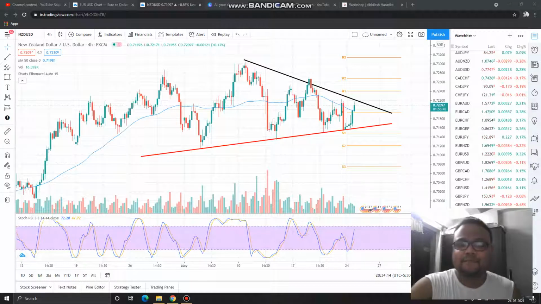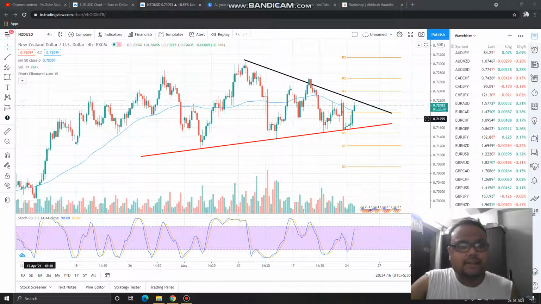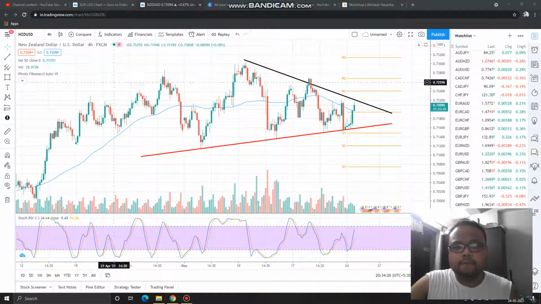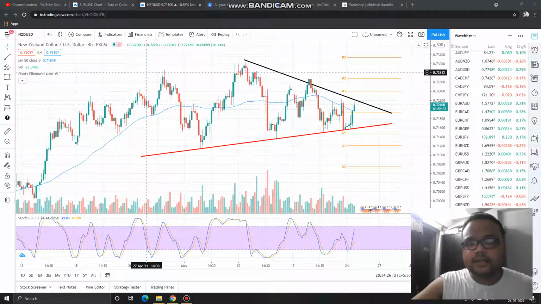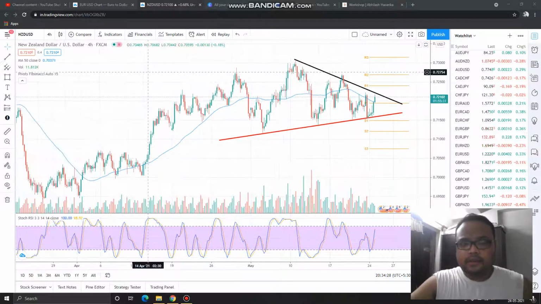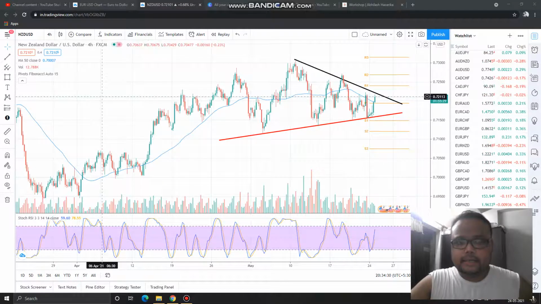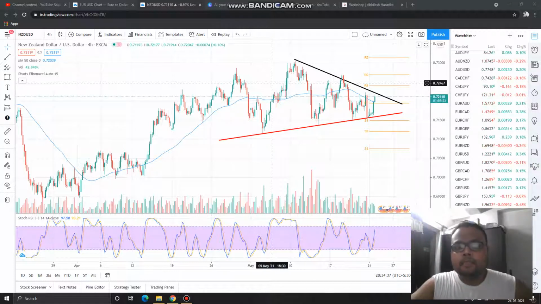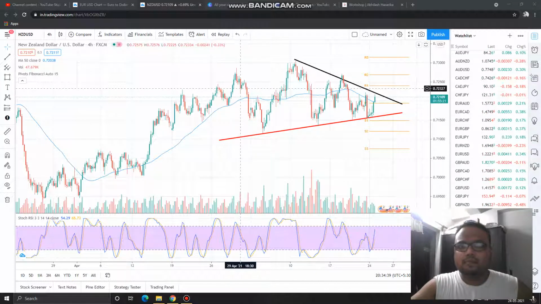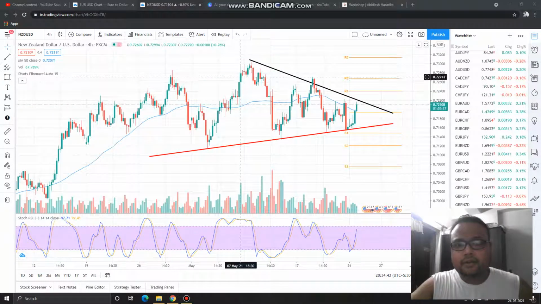So let's get started. This is the chart of NZDUSD and you can see I'm in the 4 hours time frame. If we just look at the chart, we can easily see that the chart is not that simple. It is kind of complicated. If I zoom out, we can easily see that the market is in an uptrend. The trend of the market is towards the upside. Right now the market is in a range and has formed a symmetrical triangle.